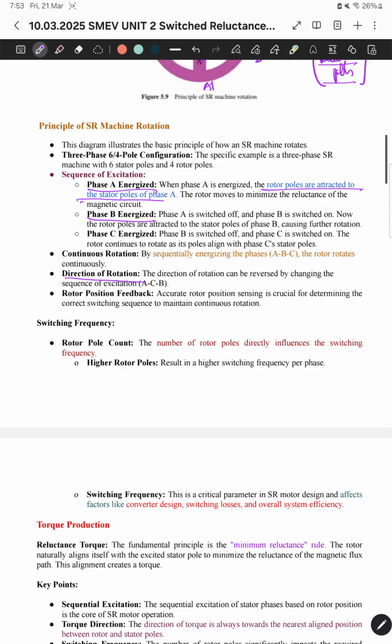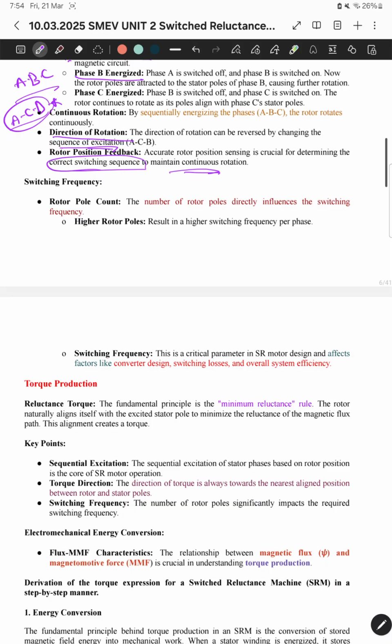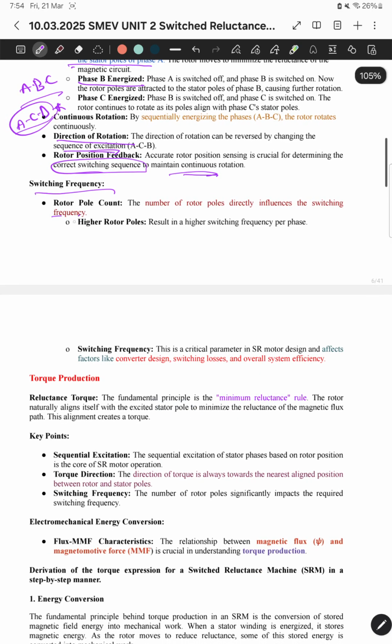How to change the direction of rotation? By reversing the sequence of excitation. Instead of ABC, which I did now, if I interchange the phase sequence, then the rotor direction will be changed. With rotor position feedback, in order to get the accurate rotor position, the correct switching sequence has to be done properly. What about the switching frequency? The number of rotor poles directly influences the switching frequency. The more the number of poles, the higher the switching frequency that will be required.